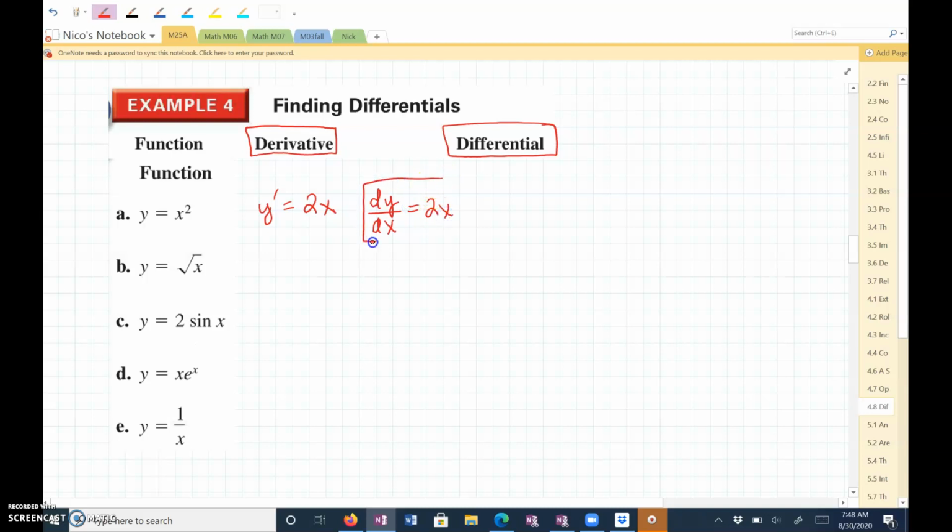That's really the way that we want to write the derivative, because when we write the differential, we're going to move dx to the other side of the equation. It's going to be dy equals 2x dx.